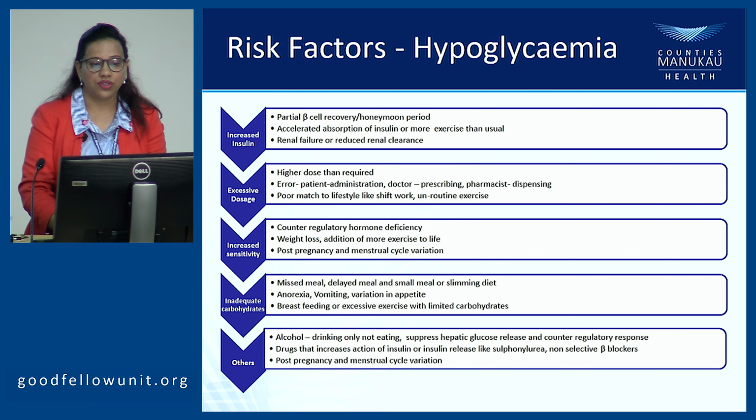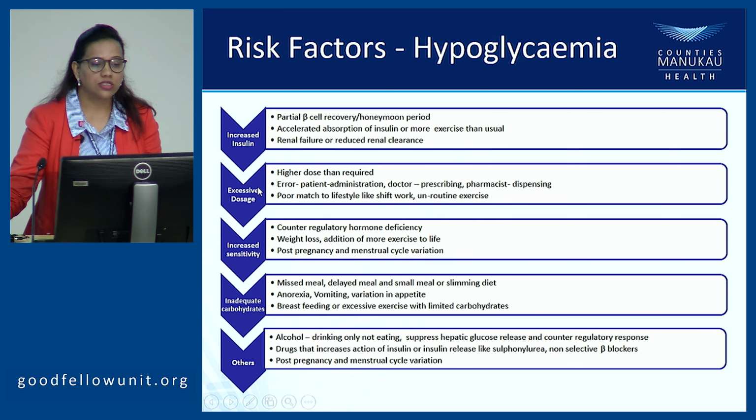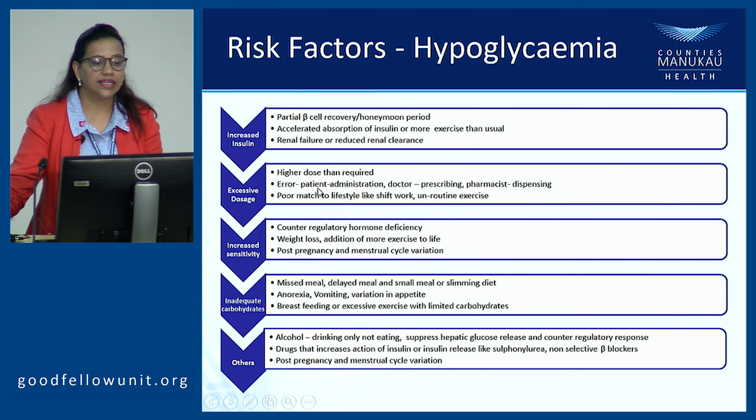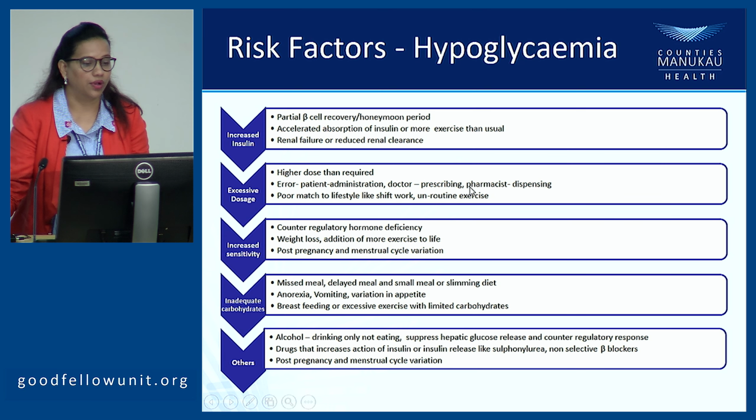It may be associated with renal failure or reduced renal clearance. It can also be related to excessive dose, the dose that is administered being higher than what they need. Higher dose can be associated with multifactorial factors again. It can be patient-related, where the patient may have administered the wrong or higher dose. It can be prescribing-related. It can be dispensing-related. So it's important to identify what dose of insulin or medications was administered, which contributed to an adverse side effect such as hypoglycemia.